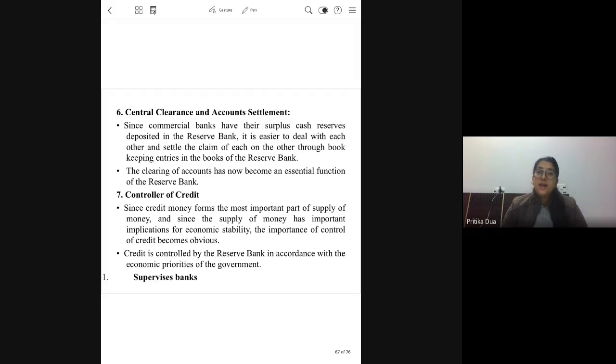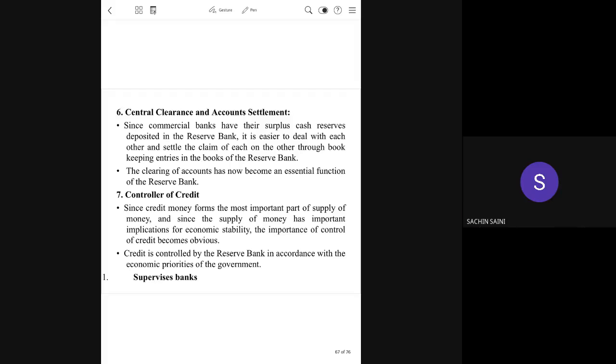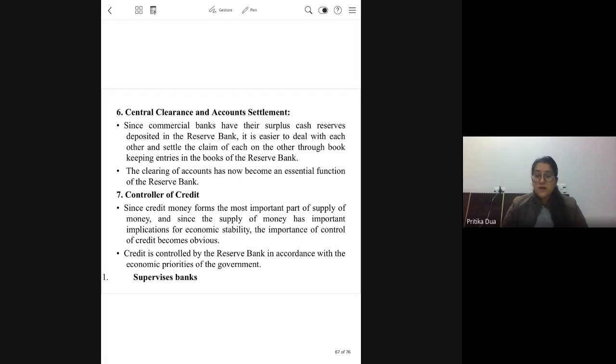Okay, then what is CRR? Yes, anyone? Yes, Muskan, what is CRR? Yes, Sachin, aap explain karo. Ma'am, it's the minimum amount of deposit that every bank has to keep with them, according to the regulation by RBI. Yes, absolutely correct.